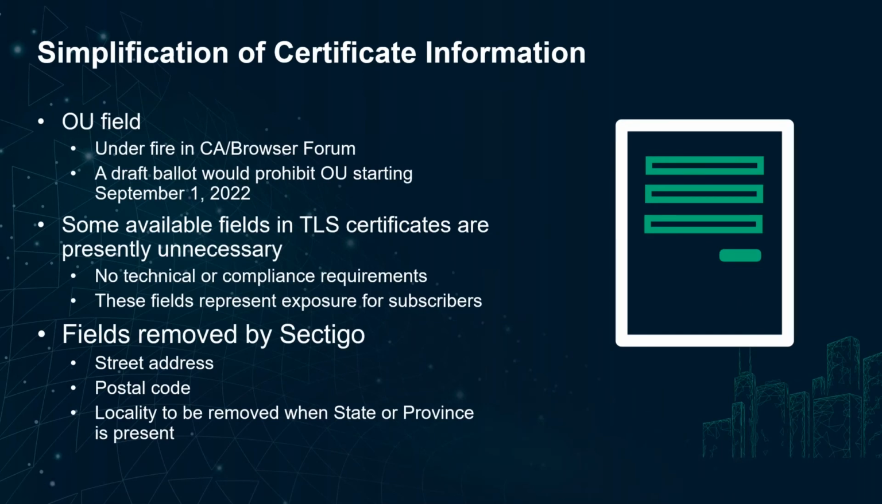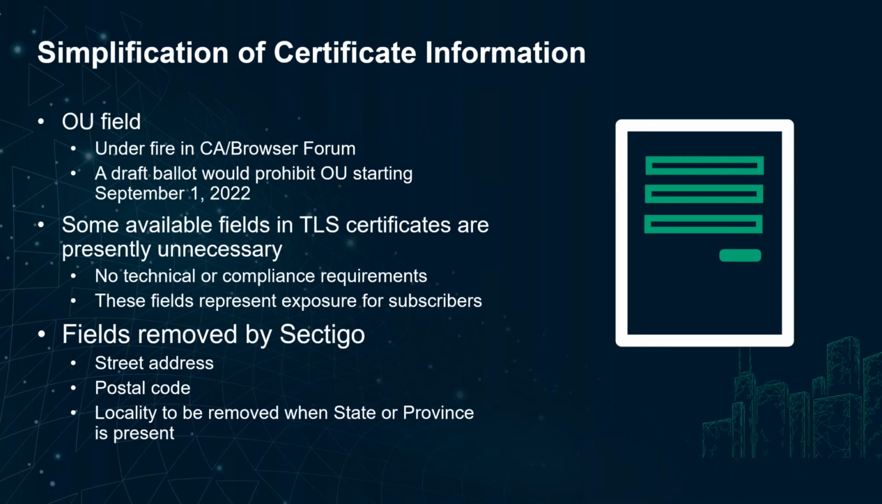Sectigo has been programmatically simplifying the information that is in our certificates. And the basic philosophy here is that anything that is sitting in your certificate that doesn't need to be there is a potential liability for the subscriber. Because if there's a problem with that field and it's in your cert, then you have a problem. If there's no problem with that field, you don't.